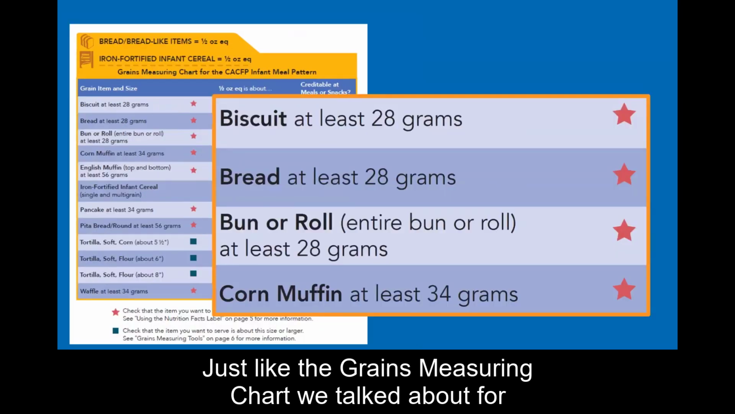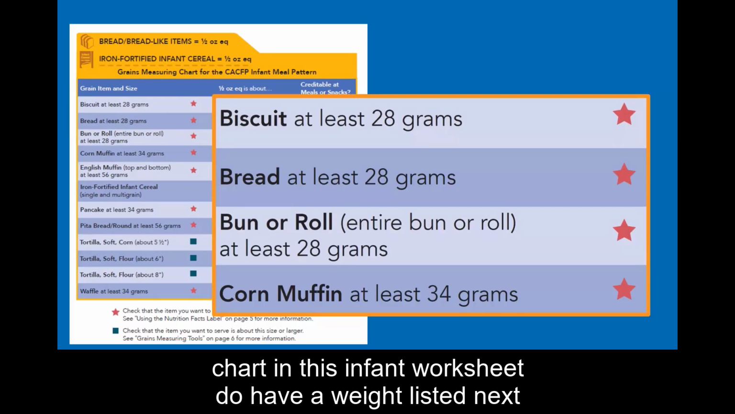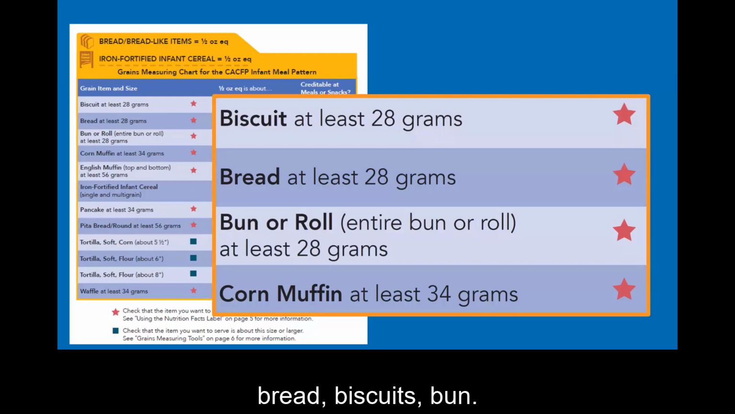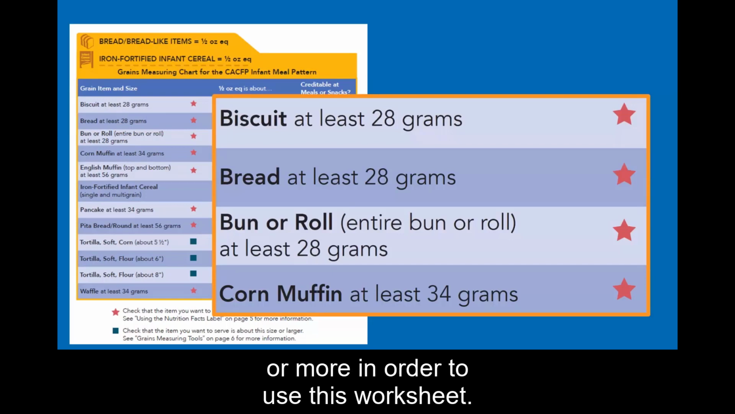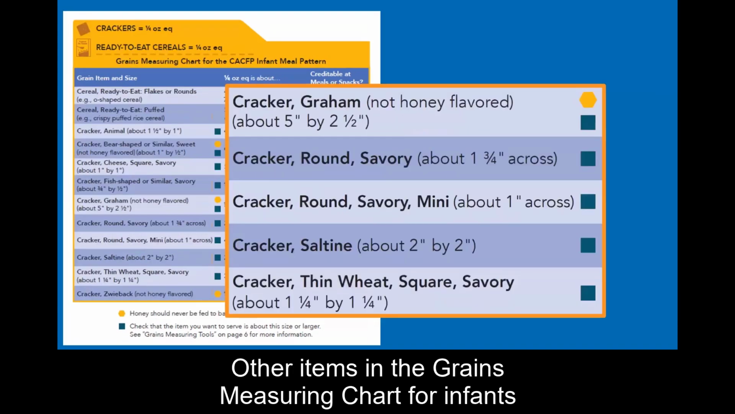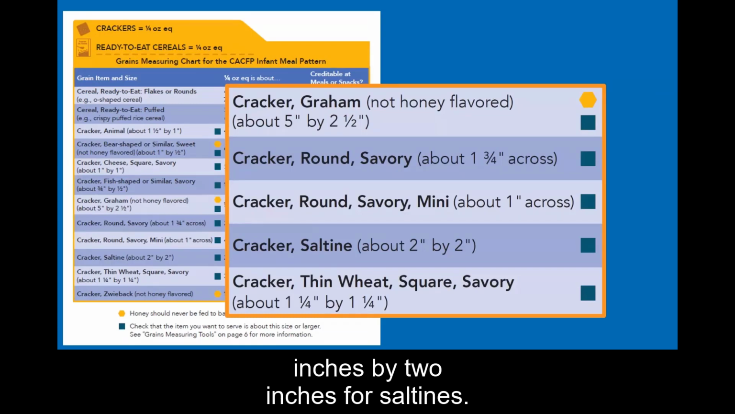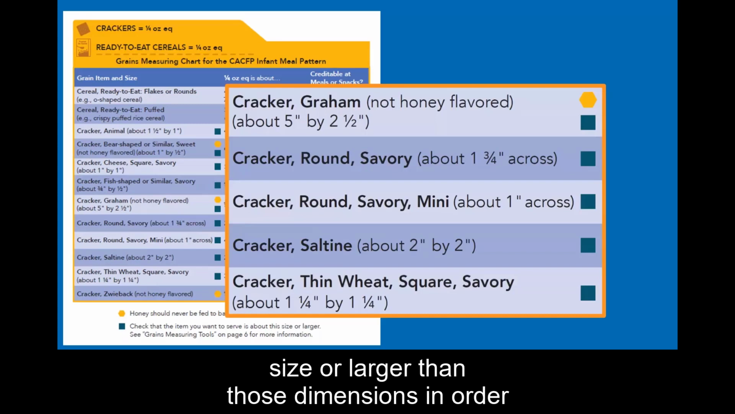So just like the grains measuring chart we talked about for children and adults in other worksheets, some items in the charts in this infant worksheet do have a weight listed next to or under the name, such as at least 28 grams for the bread, biscuits, bun. So you will need to make sure your item weighs that amount or more in order to use this worksheet. Other items in the grains measuring chart for infants may have measurements written next to it, such as about 2 inches by 2 inches for saltine.